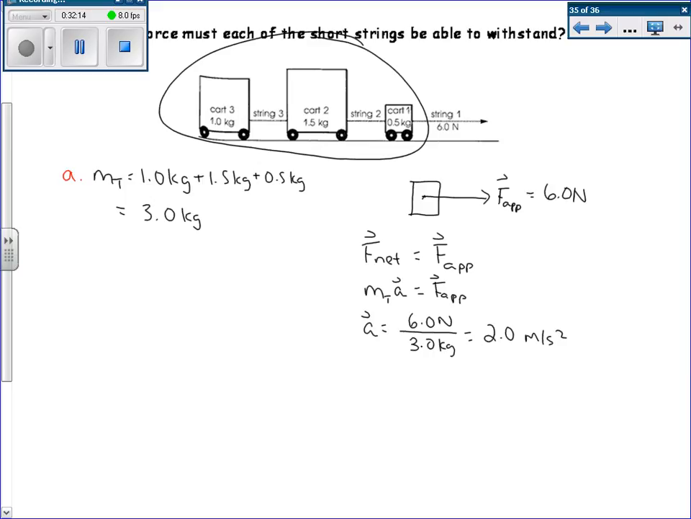Because we're going to need that acceleration. You need to know the acceleration of each cart in order to analyze each one individually.